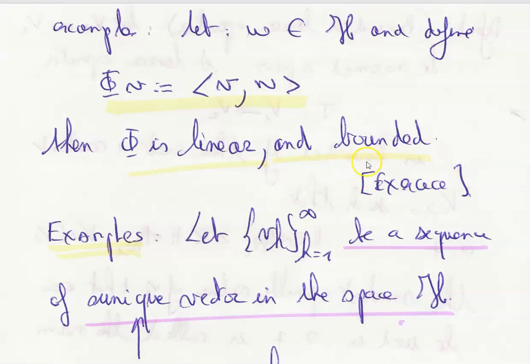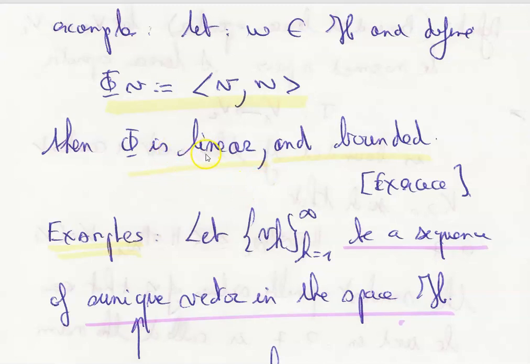So as an exercise, you can try to demonstrate that phi is linear and bounded. It's quite easy. You just have to do what I've just done in the previous section. Okay, so phi is linear.